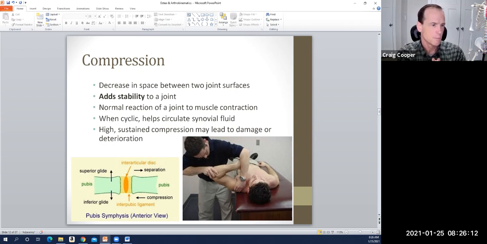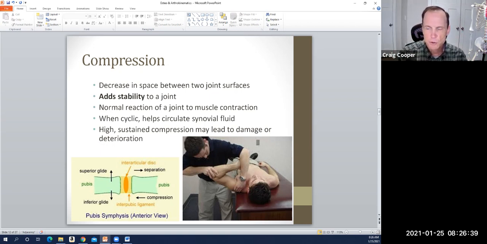But cyclical compression is believed to be one way to help circulate synovial fluid. When we shift our weight side to side and we offload one leg and then reload the other leg, we're essentially compressing one side when we shift the weight to it, and then uncompressing it a little bit, or distracting it somewhat, when we shift the other way. And that's good. That's going to happen with every movement we do.